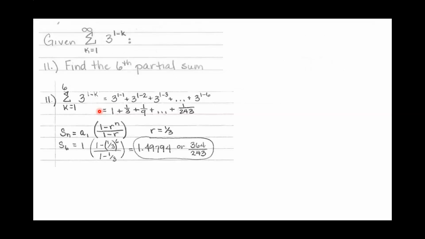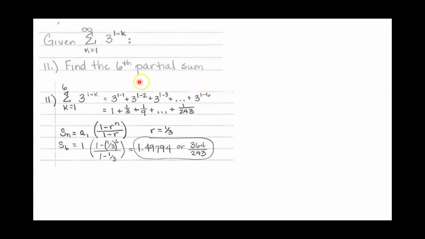All right, then for number 11, we have the summation from 1 to infinity of 3 to the 1 minus k. And they said find the sixth partial sum. So the sixth partial sum means the sum of the first 6 terms. So basically we're finding from 1 to 6. All right. So we could go through and first plug in 1. So that would be my first term. Plug in 2. That'd be my second term. Plug in 3. That'd be my third term. And 4 and 5 and 6.